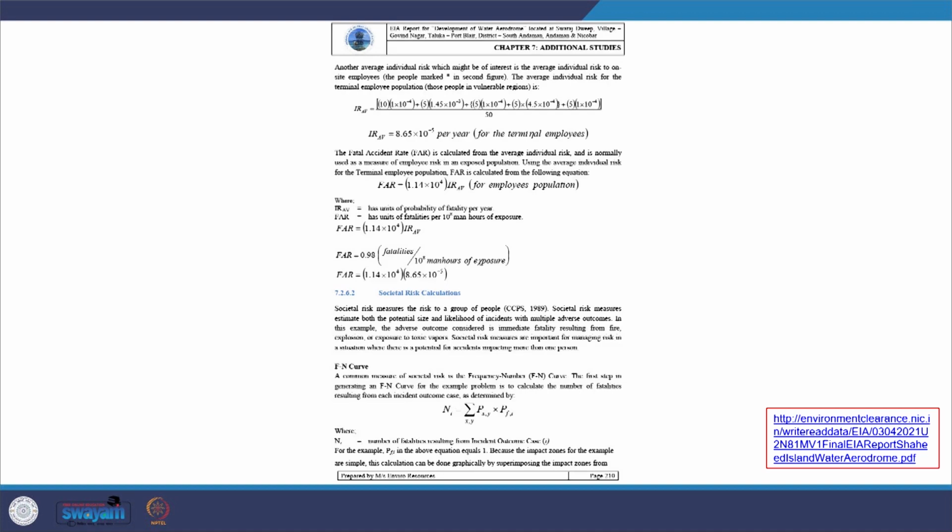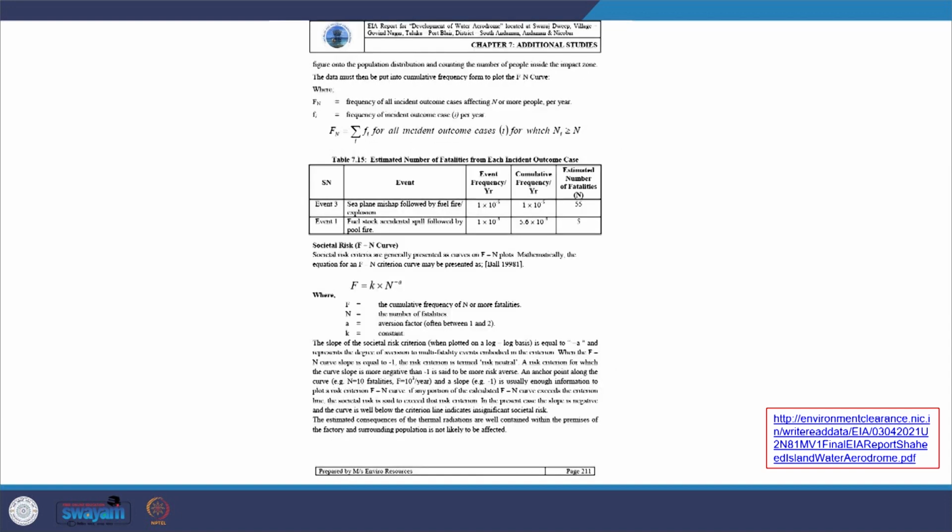So they have also calculated societal risk. You remember individual risk calculation and societal risk calculation. So here also the frequency number curve, the FN curve, that you have also studied about. So they have done those calculations here as well. So, the estimated number of fatalities for each incident outcome case. So what kind of event can happen? You can see in the table here, seaplane mishap followed by fuel fire or explosion.